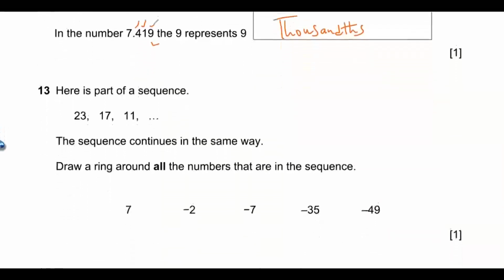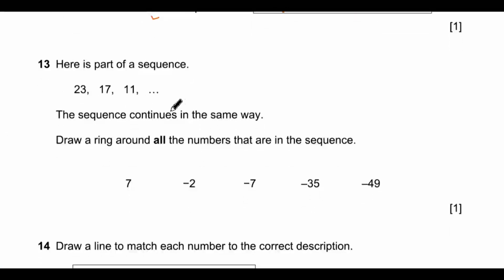Question 13. Here is a part of a sequence. The sequence continues in the same way. So you have 23, 17, 11. So this is subtract 6, this is subtract 6. Draw a ring around all the numbers that are in the sequence. So if you do 11 minus 6, you should get 5, and 5 minus 6, you should get minus 1. So you continue to subtract 6, and this will be there. So this will also be there.